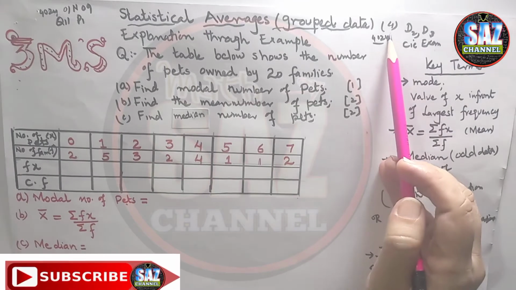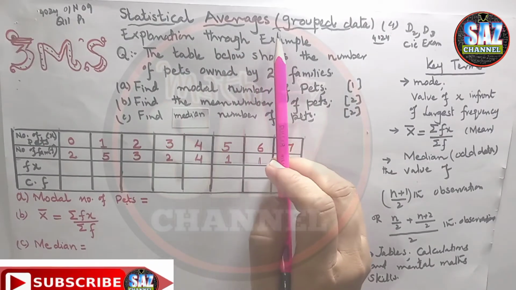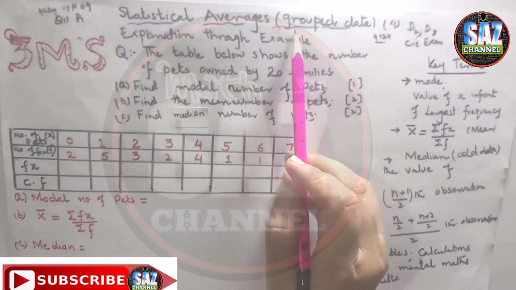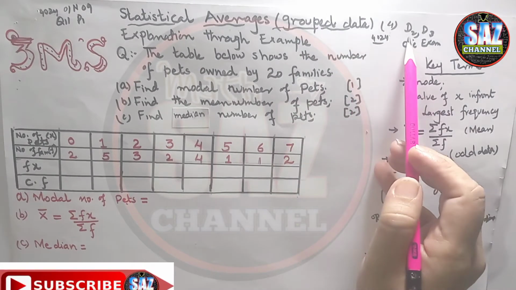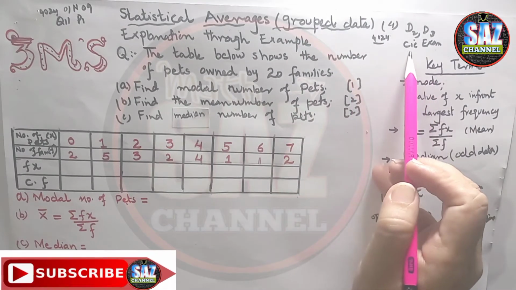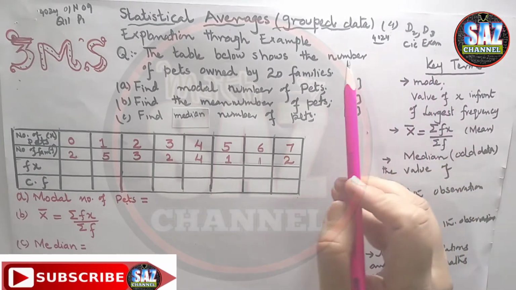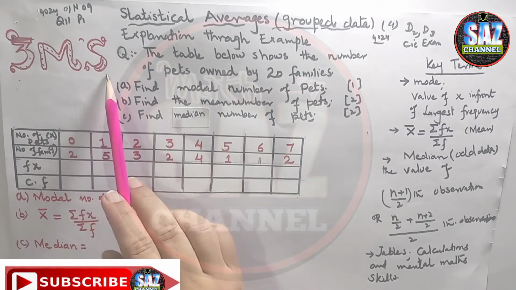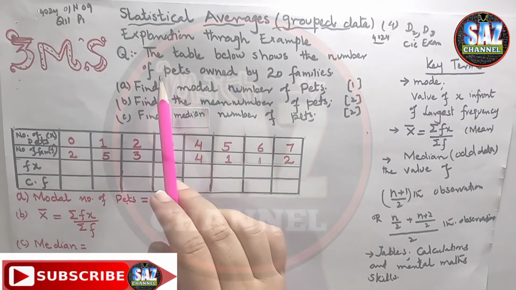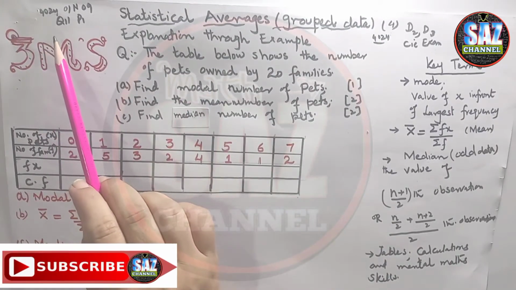This is my fourth lesson of statistical averages. In this lesson, I'll teach you the statistical averages of group data. These lessons are equally important for D2, D3 students and the students who are preparing for the CIE examination. In this lesson, I'll try to explain the statistical averages, that is mean, median and mode of the group data through an example. The example has been taken from the CIE examination papers.